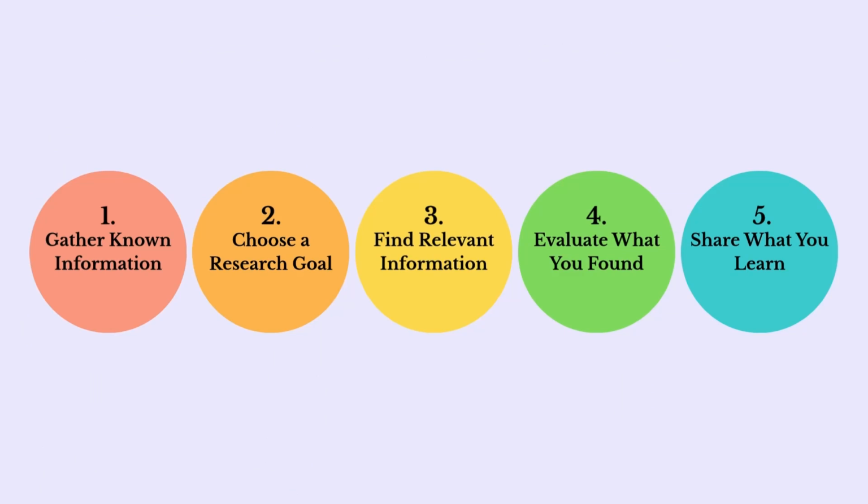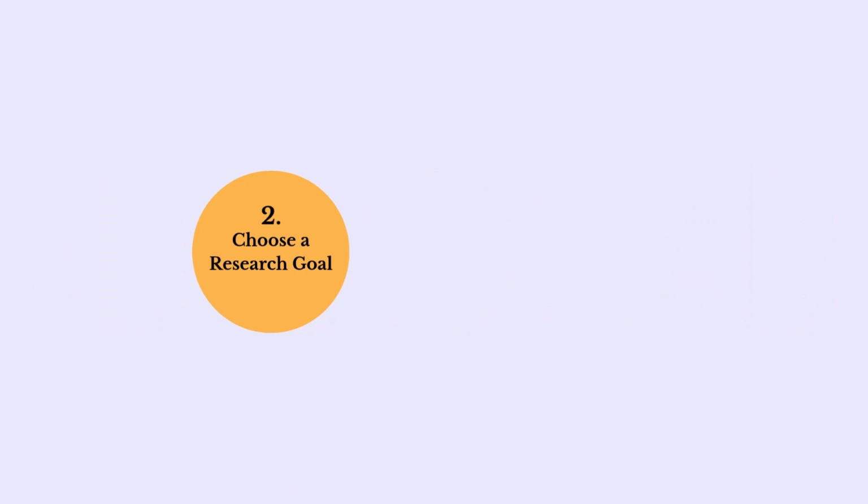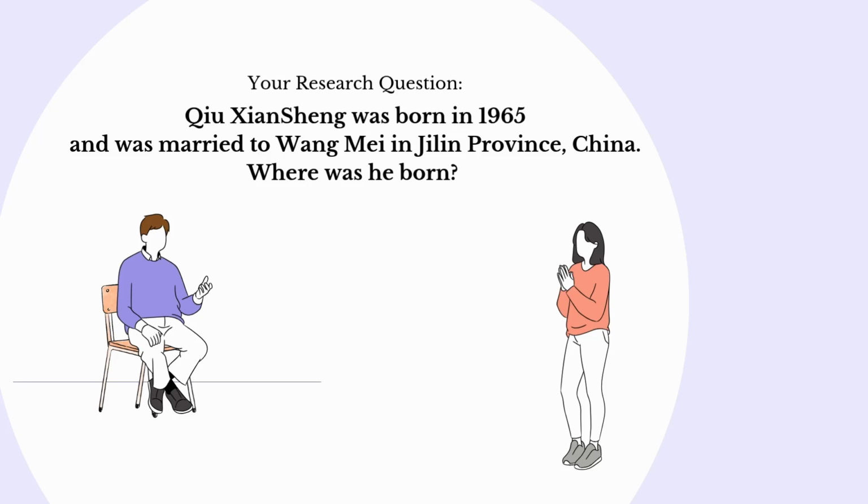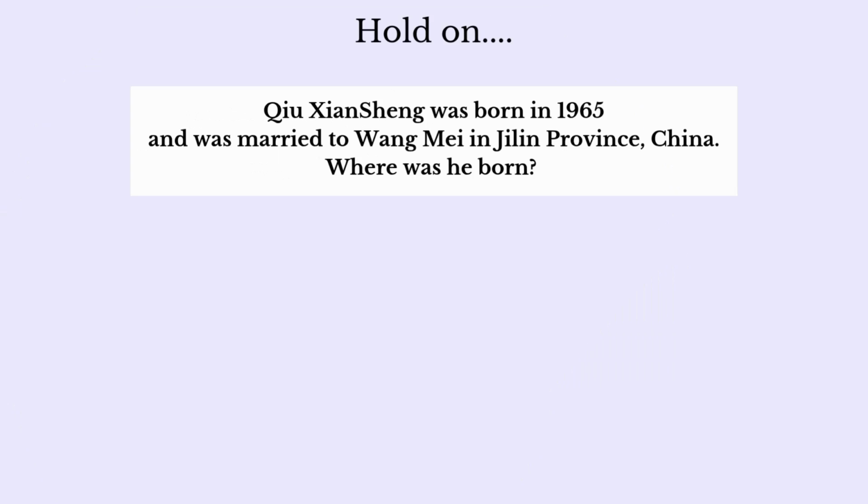Once you have finished gathering known information, we are brought to step 2, which is choosing a research goal. This usually involves creating a research question. After discussing with your friend, you decide to ask the following. Qiu Xiansheng, your friend's grandfather, was born in 1965 and was married to Wang Mei in Jilin Province, China. Where was he born? Now, let's pause for a moment. What do you notice about this research question?